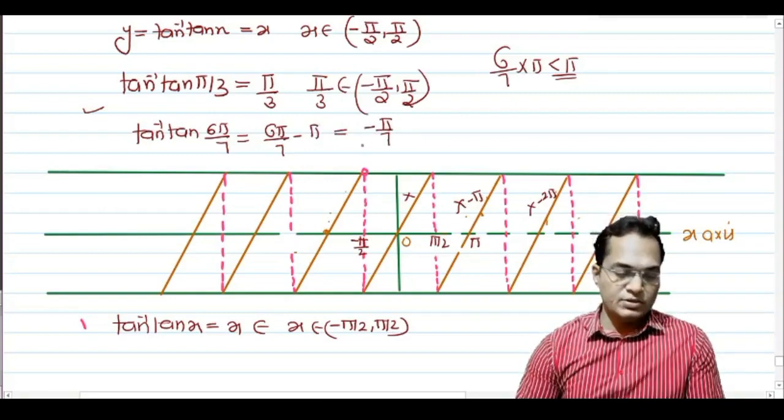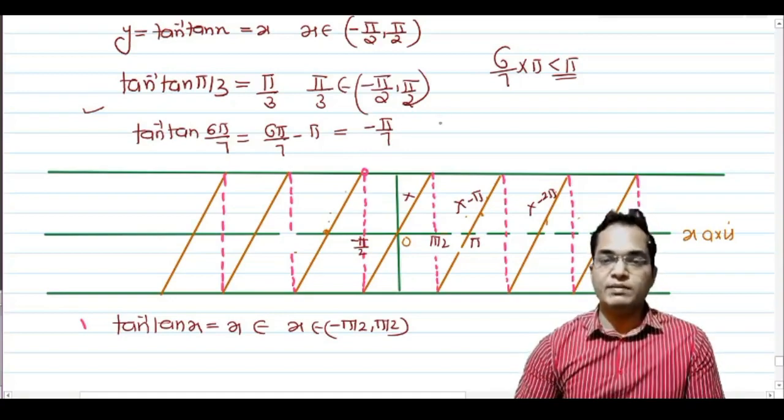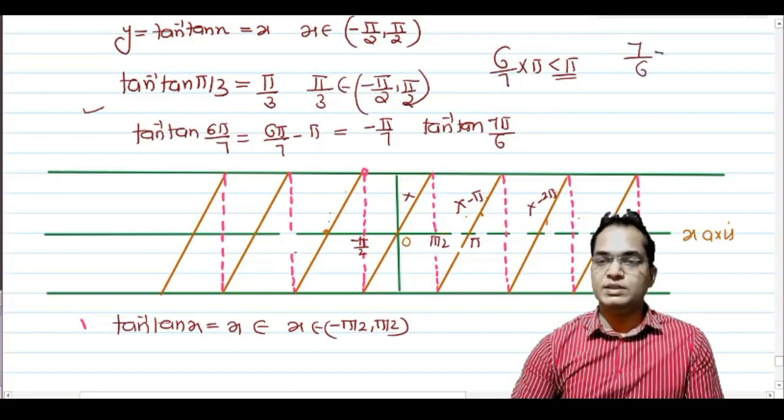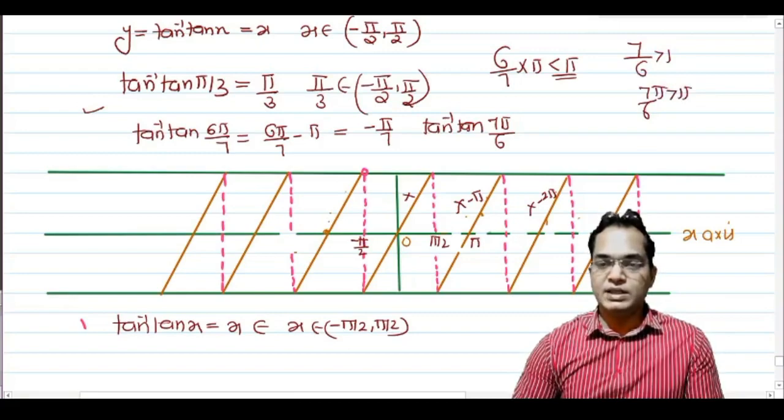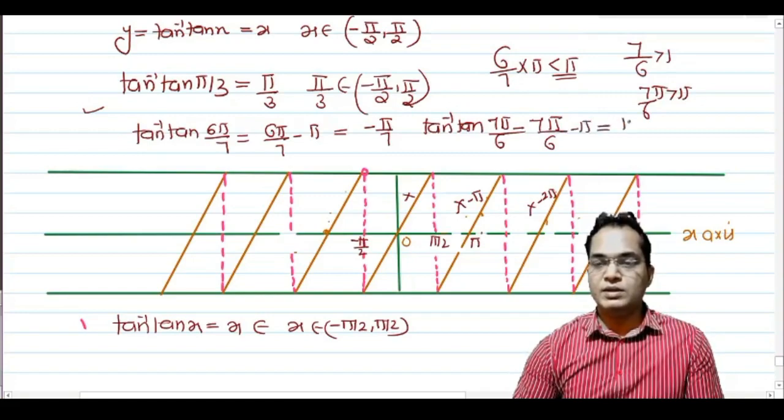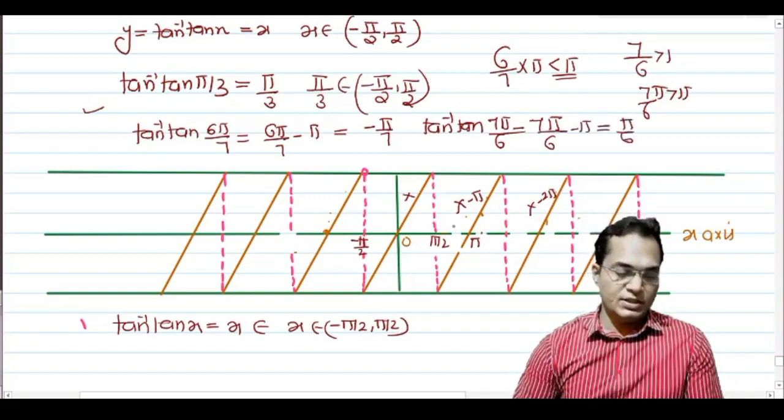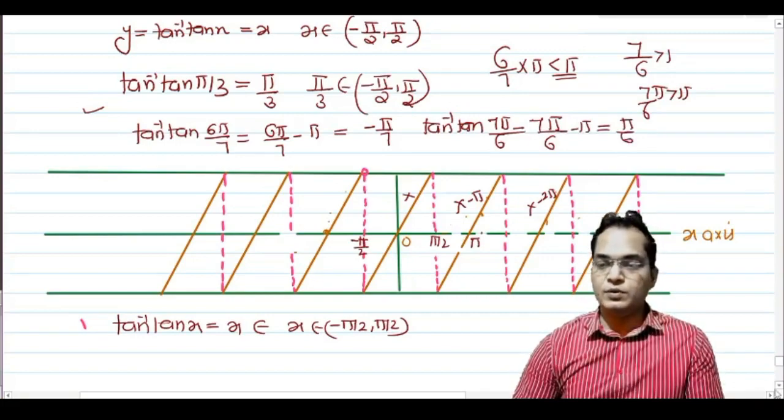Okay. Now the next question is tan inverse tan 7 pi by 6. What is the value of 7 pi by 6? As we know, 7 by 6 is greater than 1. 7 by 6 pi should be greater than pi. That's why it is greater than pi but near to pi. Means on this interval, your answer will be the same, x minus pi. To solve it, your answer will be pi by 6. Got it? Now the next question is tan inverse tan 9 pi by 4.